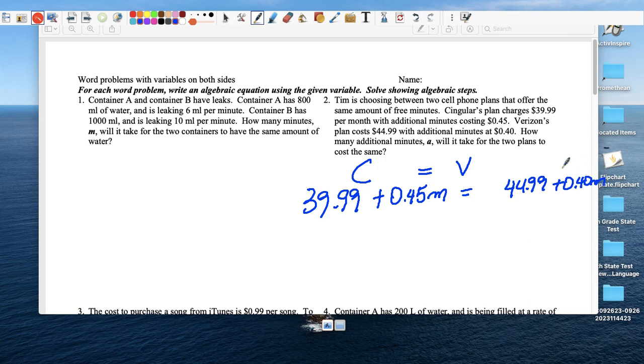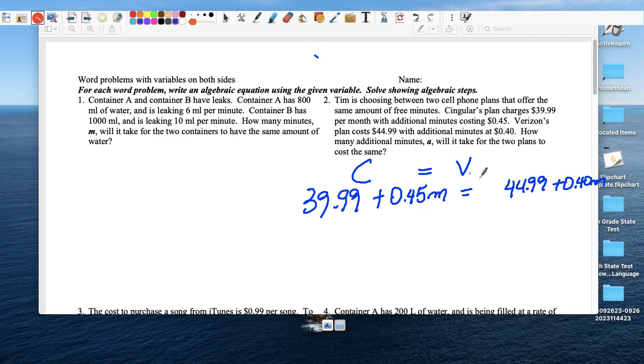So in one plan, your upfront or monthly price is lower, but they charge you more per minute. The other one, you pay a monthly fee that's higher, but the price per minute is cheaper. So they're saying, at what point, how many minutes do you have to speak so that it wouldn't matter if you chose Singular or Verizon? I don't even know if Singular exists anymore.